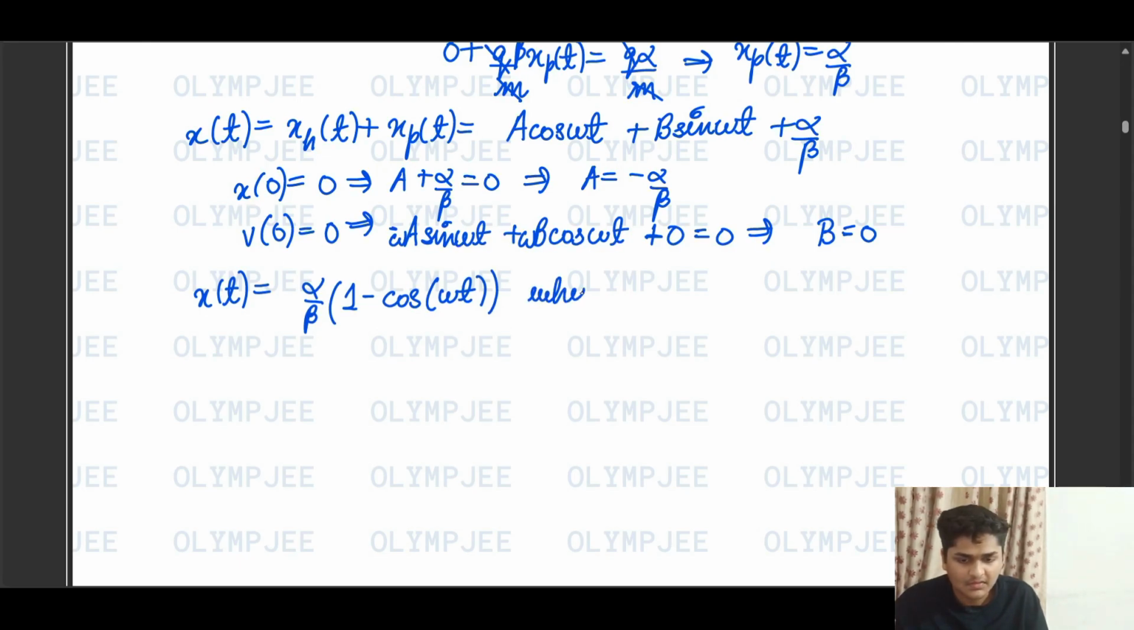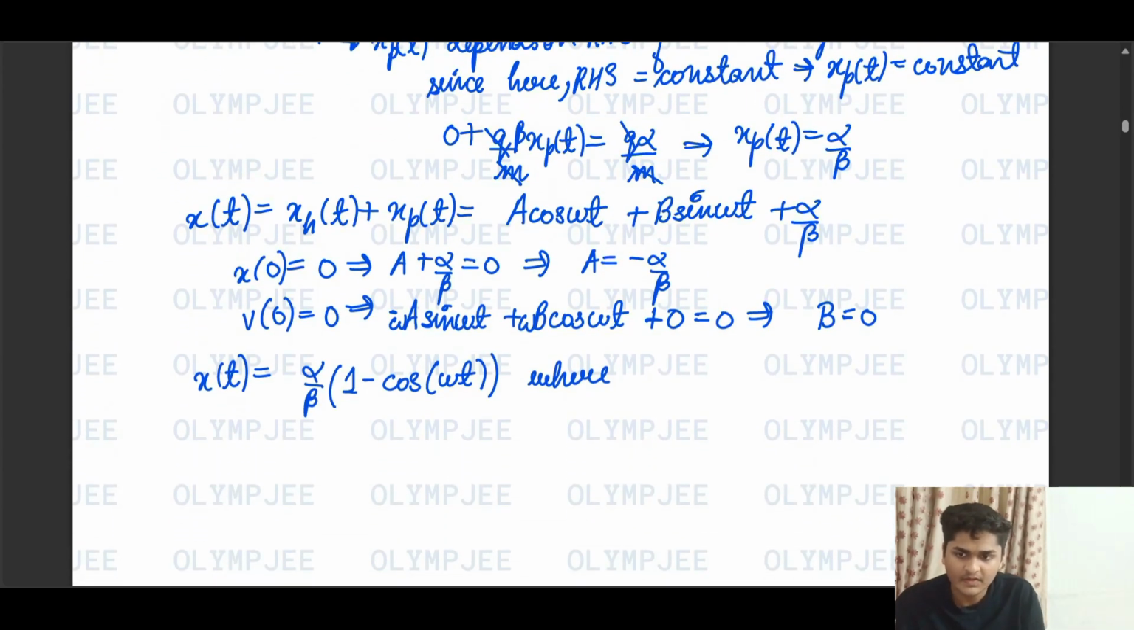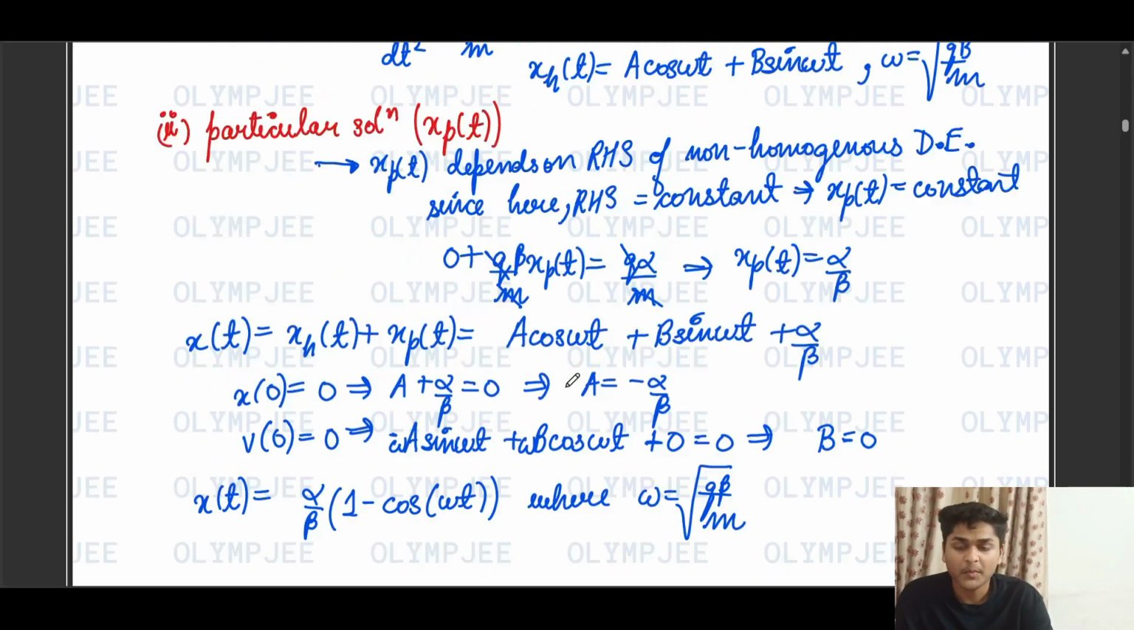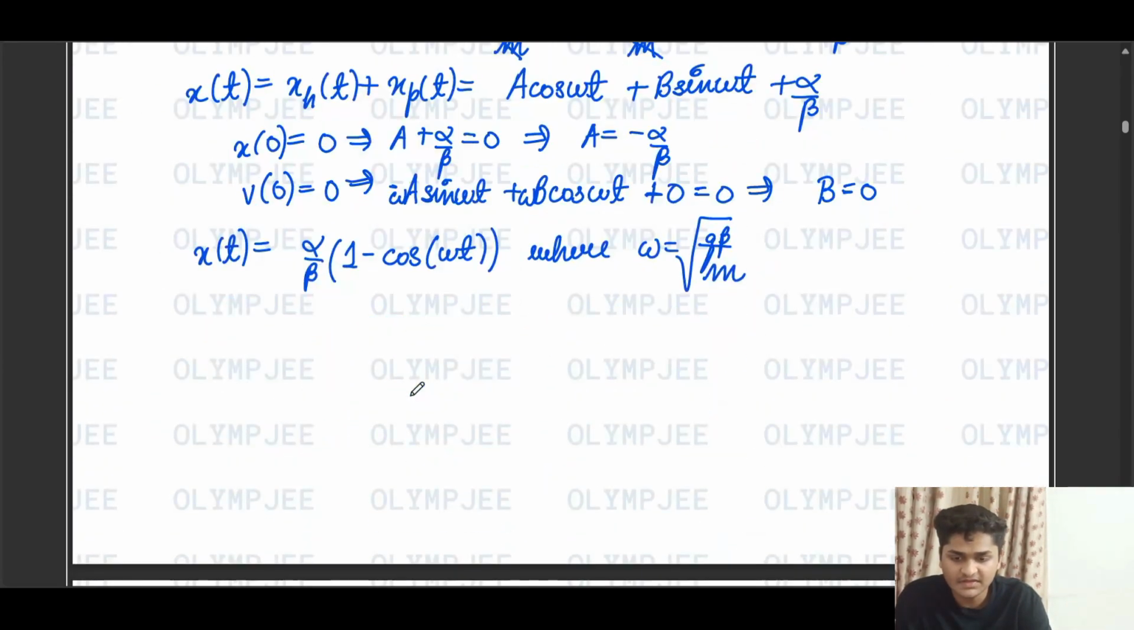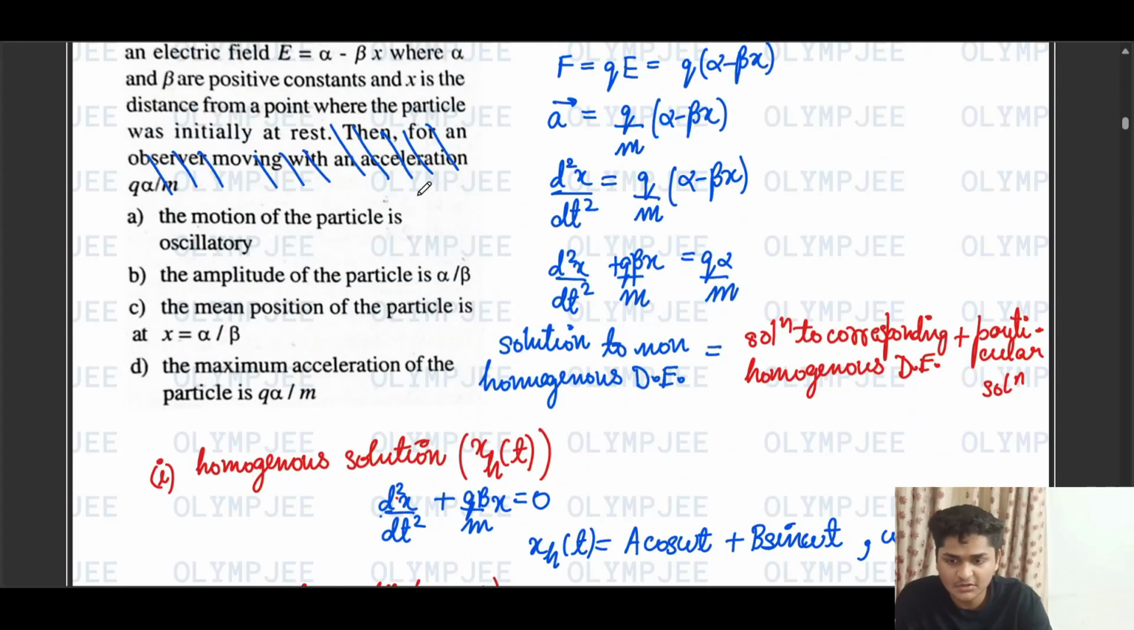where omega is root of q beta by m. Sorry, this was b only. So from here we can match the options. We can see that the equation that we obtained for the position is the equation of SHM. So A option is correct.